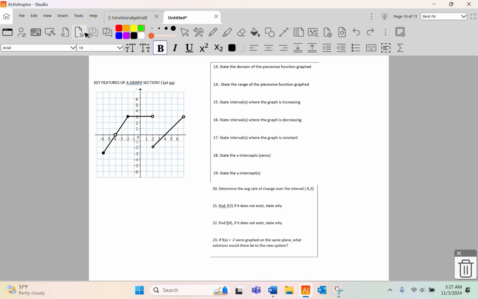Now my favorite section, the key features of a graph. State the domain. This thing runs from negative 6 to 4, and then it's got a hole. Bracket on the negative 6. There's a hole at 4, so I have to jump it. So union with 4, and then I'm still running right all the way to 2.